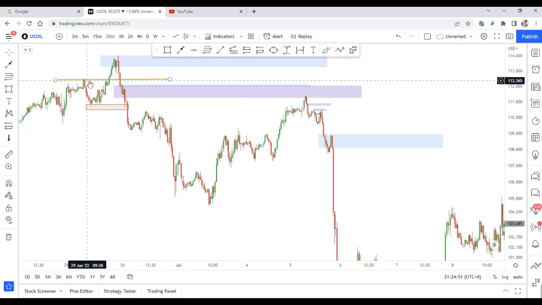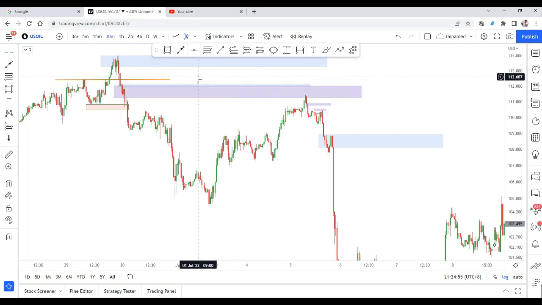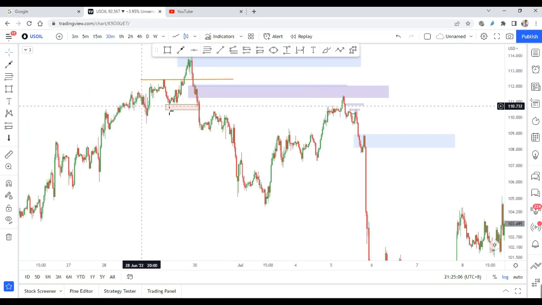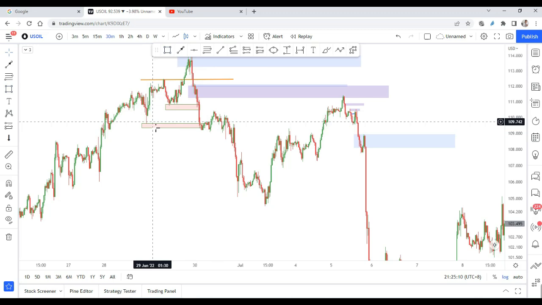So you can see why a lot of people have a misconception about QML. They think that you always enter at the QML, but you can see there's actually some gap in between. It doesn't always happen at the QML, so you need to be aware of that. What is more important is that this zone is the one that pushed the price not to break one, but to break another structure. So it's a very, very powerful zone.